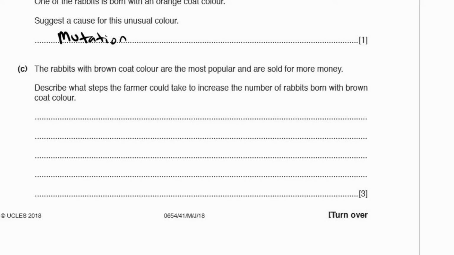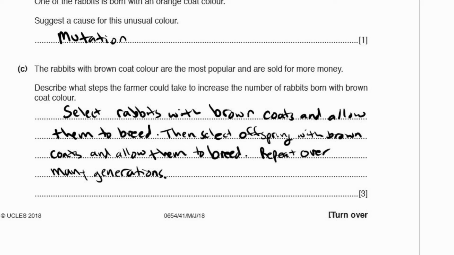So first of all, the farmer could select rabbits with brown coats and allow those rabbits to breed. And then the farmer will select the offspring of those rabbits that have brown coats and allow those ones to breed. He will do this over many generations, and then pretty much the only rabbits he'll have, other than a few mutations, are most likely to be brown coat color. Okay, so the farmer will select rabbits with brown coats and allow them to breed, then select offspring with brown coats and allow them to breed. Then they repeat it over many generations. All right, that's the answer to that question.